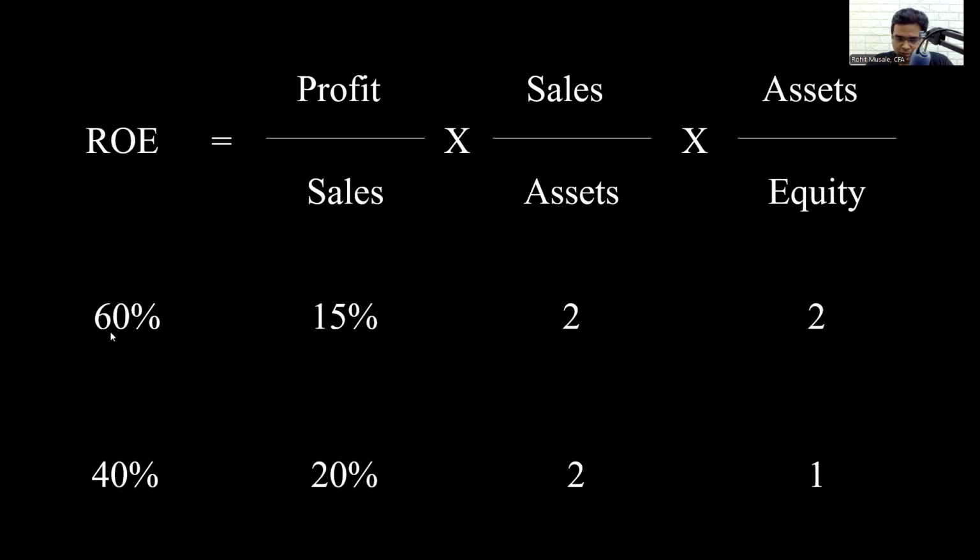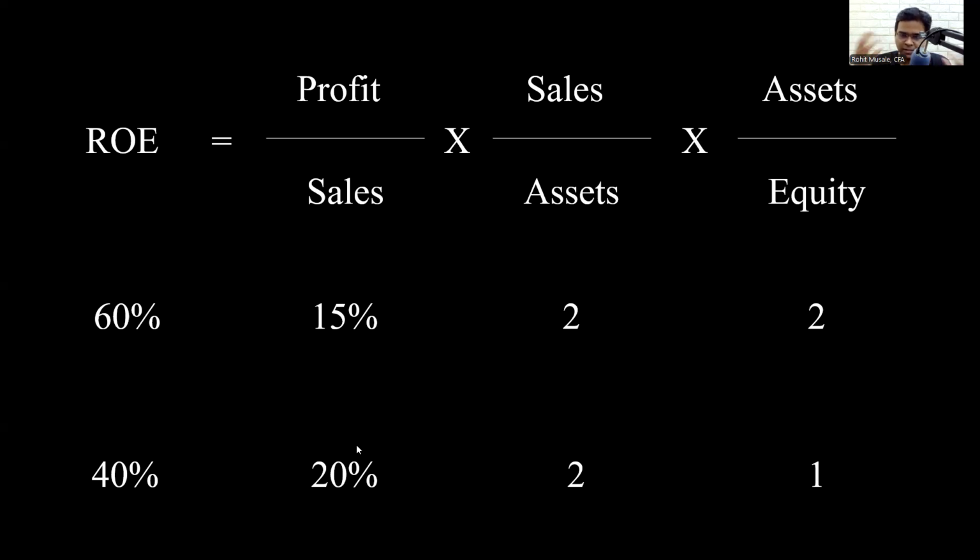Why? Because number one, this company has lower profit margin. So the operational efficiency of this company is relatively lower than the operational efficiency of this company. Another thing is this company is a leveraged company. The assets are twice that of equity. Here the assets are equal to equity. So if you look at this company, it has no debt and it has a higher profit margin compared to this company. So out of these two, which company is better?